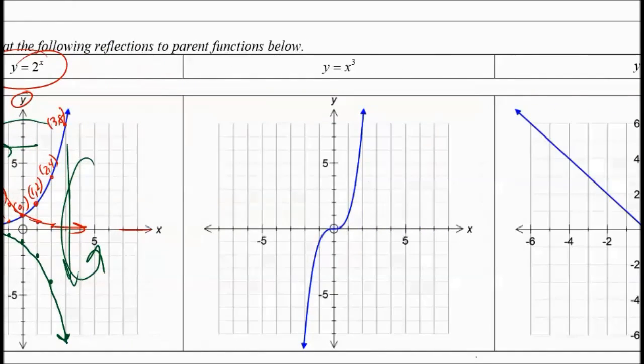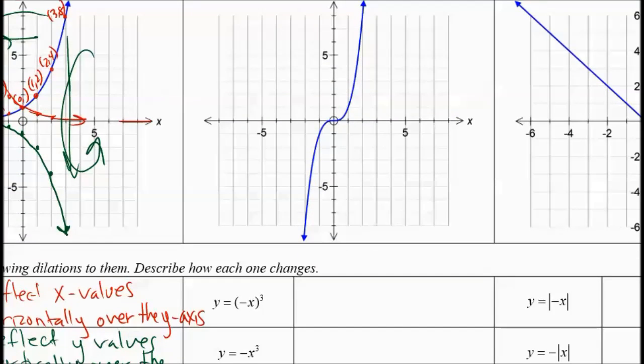Okay, so for this one, the same thing will happen for the x. When x is inside the parentheses, that's being applied directly to x. So for the cubic function, a negative reflection on x will reflect x values horizontally over the y-axis. Okay, so let's look at what happens.